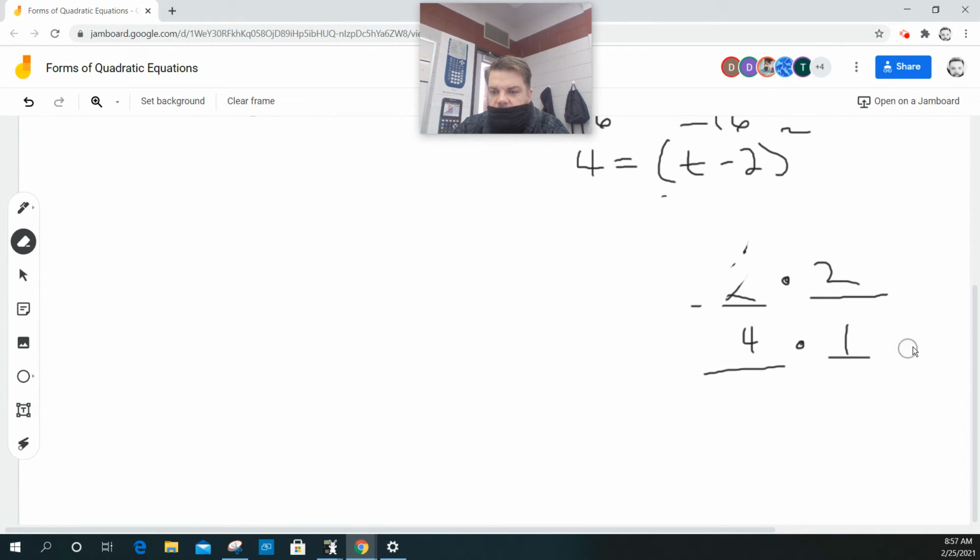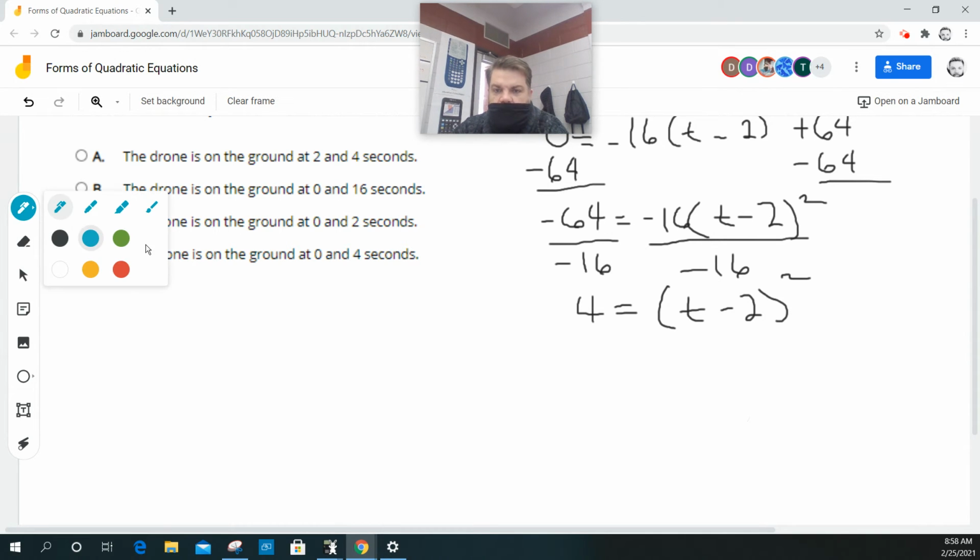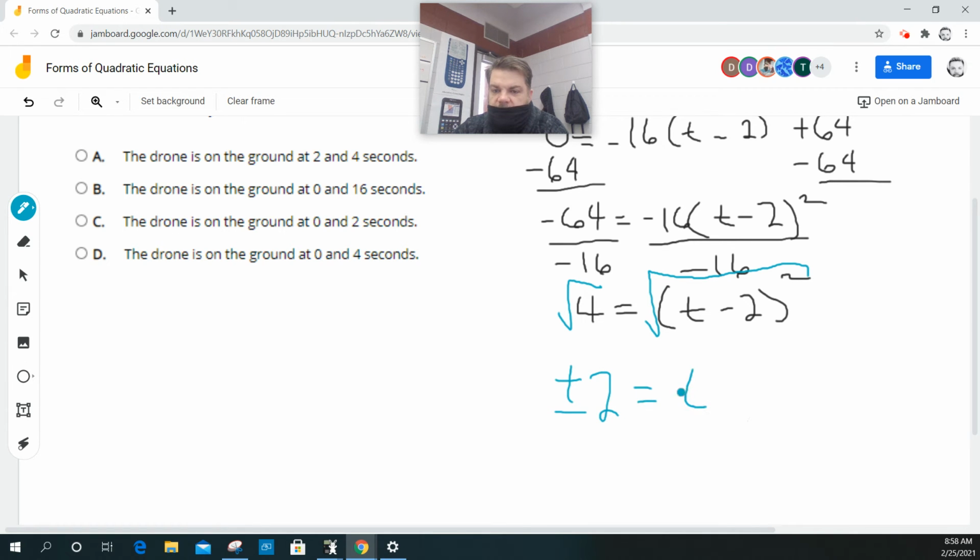Now, what I realized was I was taking the wrong approach. There's more than one way to solve this, and I was taking the wrong approach. 4 is a perfect square. So I have a square over here, so I could take the square root of 4, and I could take the square root of this. So what that means, remember that when you take the square root, you have a plus or a minus 2 is equal to t minus 2, okay?